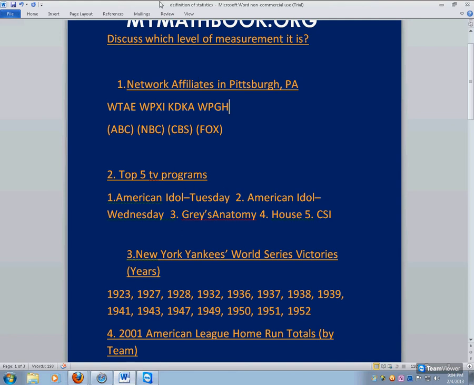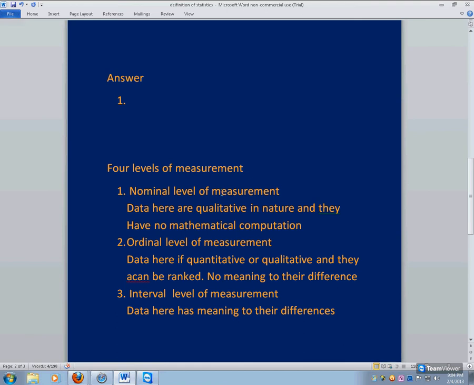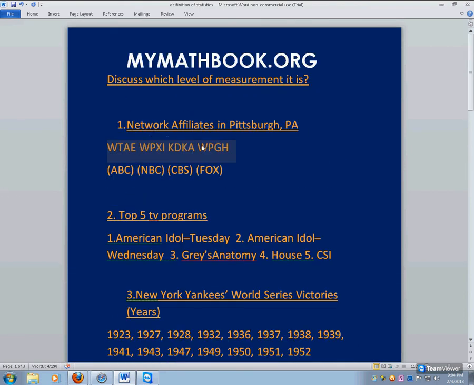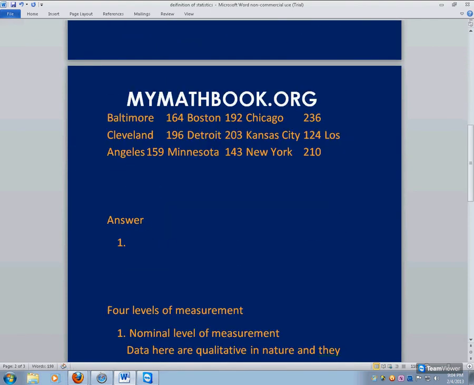Let's find out which level of measurement this is. This has just qualitative data. It has no quantitative data. So if you go to the definition, we said nominal level of measurement. Data here are qualitative in nature and they have no mathematical computation. So the very first one will be a nominal level of measurement. So we go to the answer and put there nominal level.